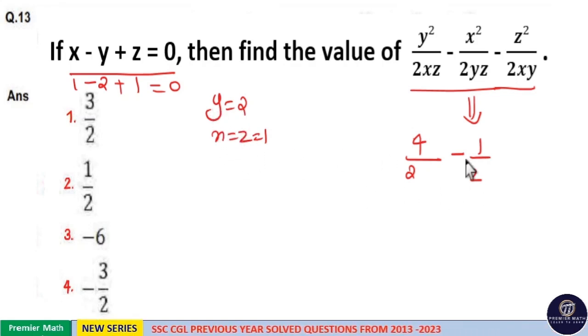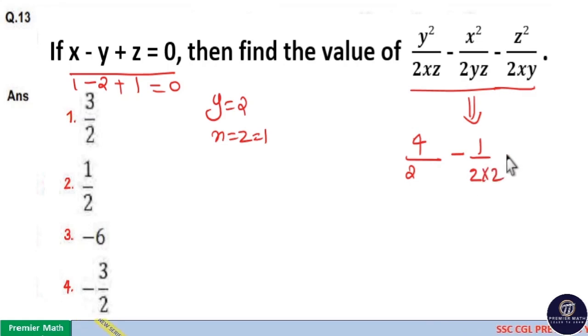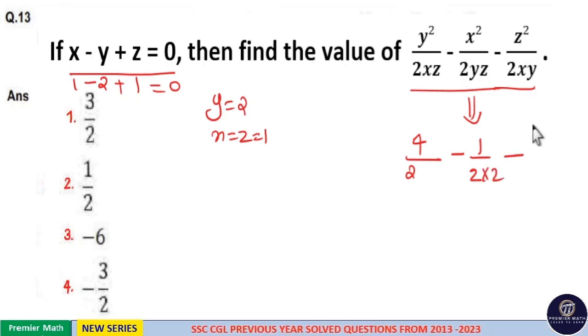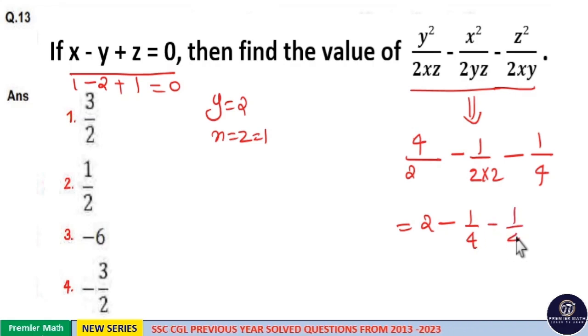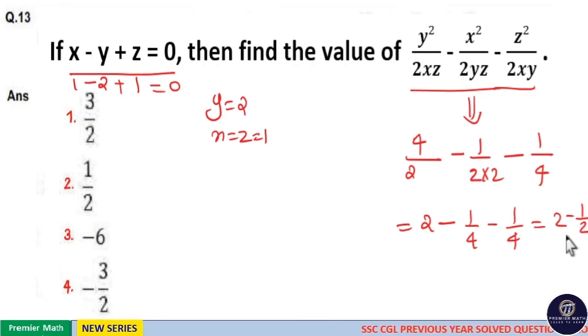Y into z is equal to 2 into 1, that is 2 into 2, minus z square is equal to 1 square, that is 1, divided by 2 into xy. X into y is equal to 2. So 2 into xy is equal to 4. Now this will become 2 minus 1 by 4 minus 1 by 4. That is 1 by 4 plus 1 by 4 is 1 by 2. So 2 minus 1 by 2 is equal to 3 by 2. So option 1 is your answer.